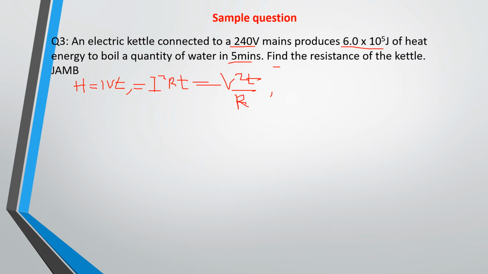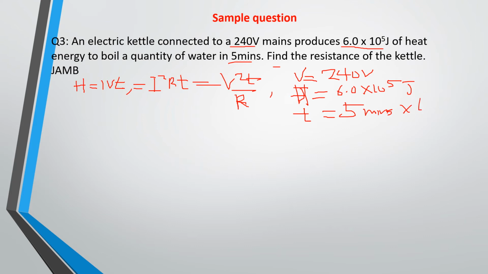Okay, so here we are given V to be 240 volts. We are given H to be equals to 6.0 times 10 raised to power 5 joule. You are given time to be equals to 5 minutes. You convert that to second, multiply by 60.